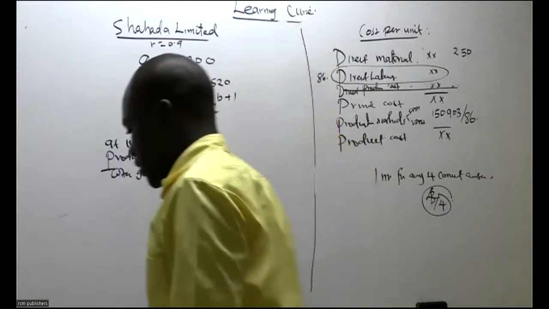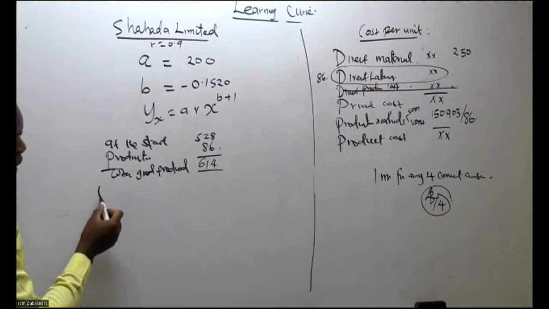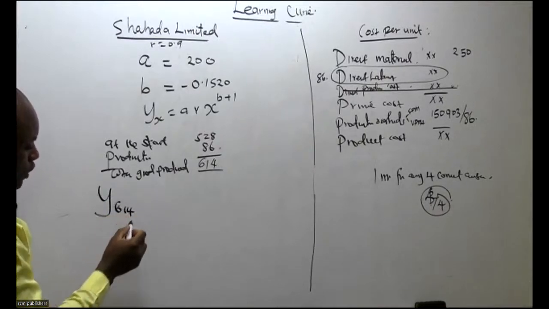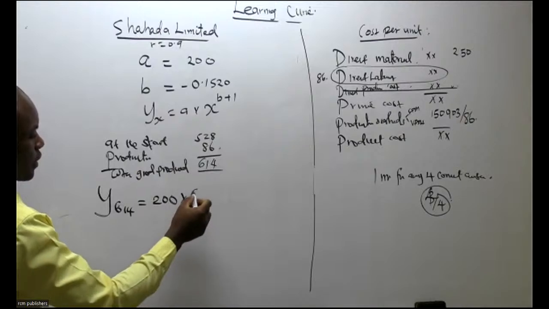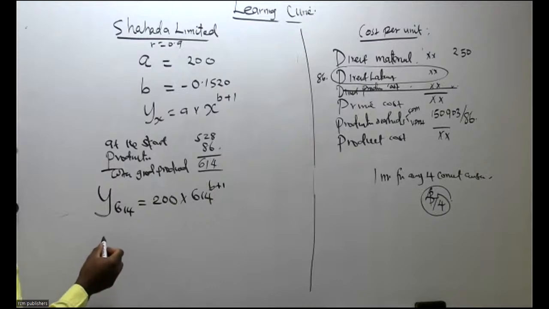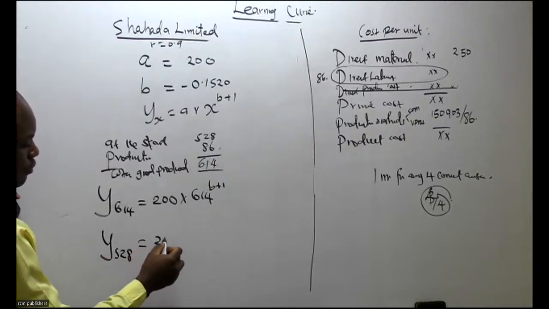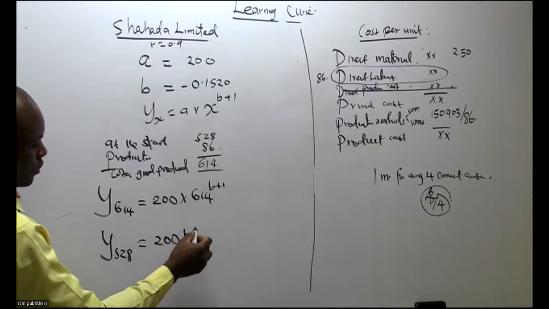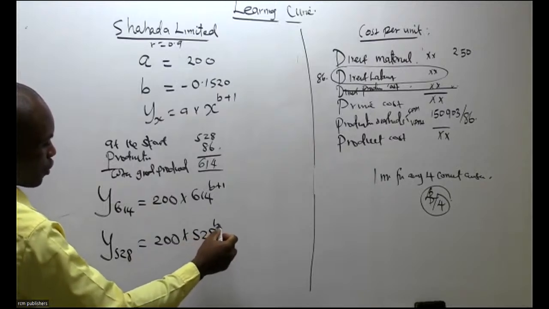So look at it. How do I get the total time taken to produce 86 units? It will be the time taken to produce the first 614 units, which is the time taken to produce the first unit times 614 raised to the power b plus 1. Then I need to get the time taken to produce the first 528 units.